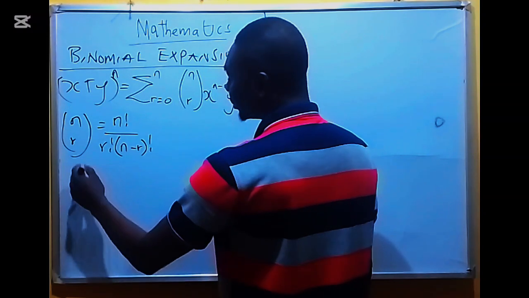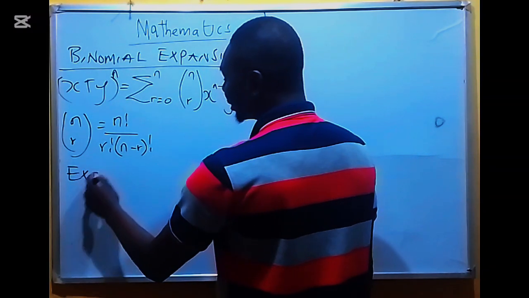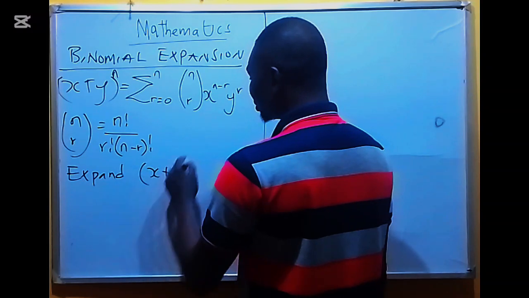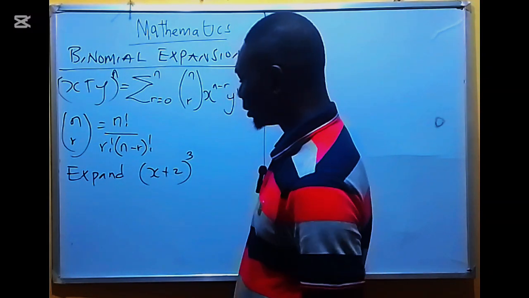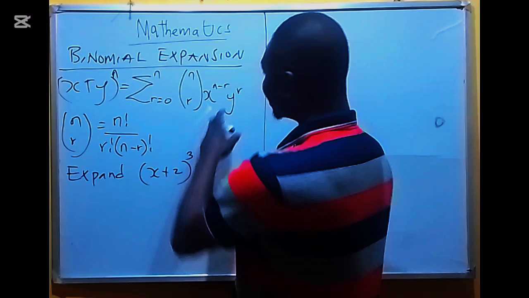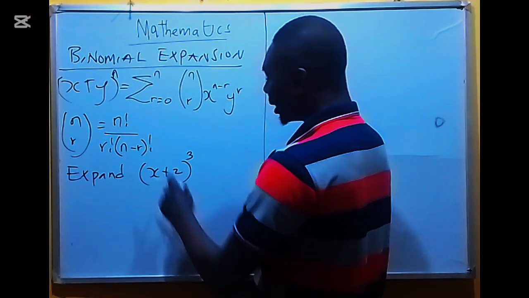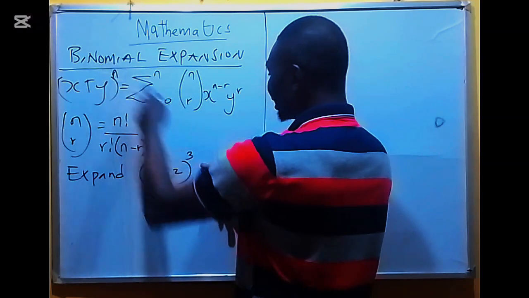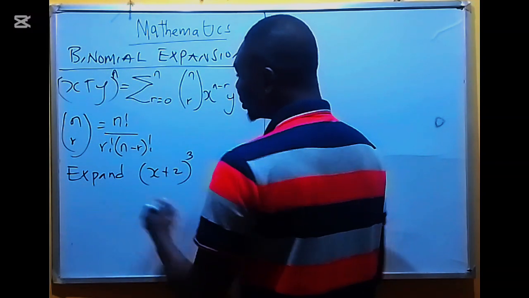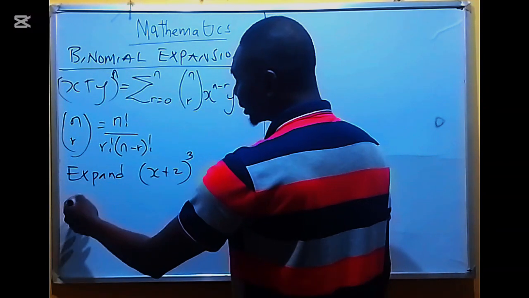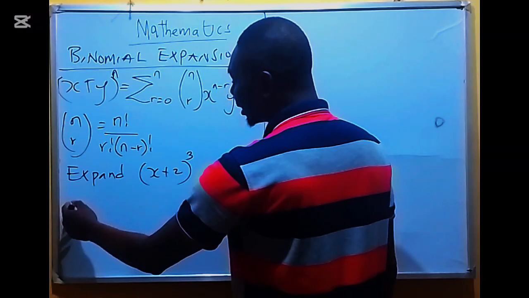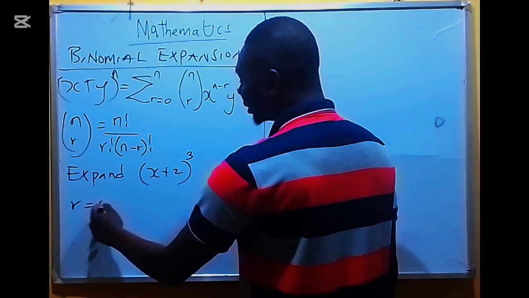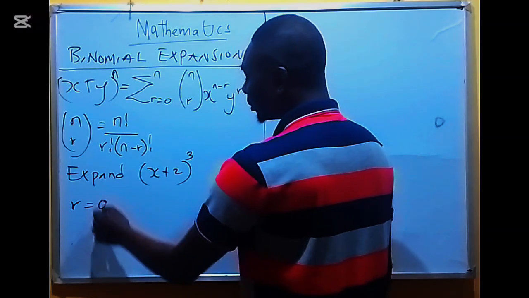Let's solve this problem. Let's expand (x + 2) raised to the power of 3. So we are going to be using this formula. Here, our x is x, our y is 2, and our n is 3. We are going to start from r equals 0, which is the first term.